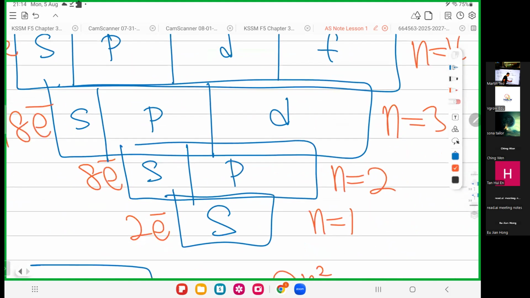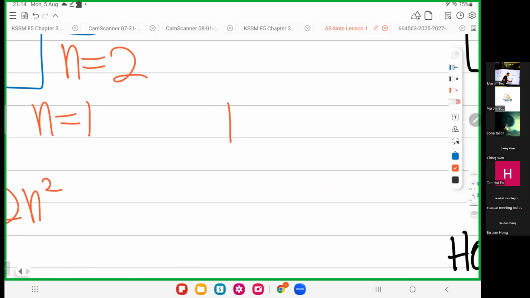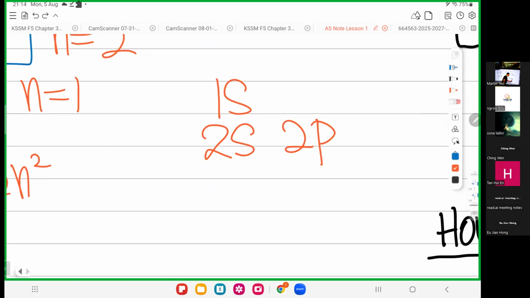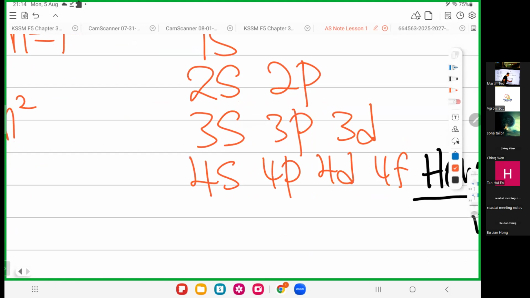You see, first floor, 1 cutting. So when you only have 1 cutting, you write what I write here. So what is the first letter? S. Second floor, 2 cuttings, S and P. Third floor, 3 cuttings, S, P, and D. Fourth floor, 4 cuttings, S, P, D, and F. So very easy to remember. 1 floor, 1 cutting, 2nd floor, 2 cuttings, 3rd floor, 3 cuttings, 4th floor, 4 cuttings.